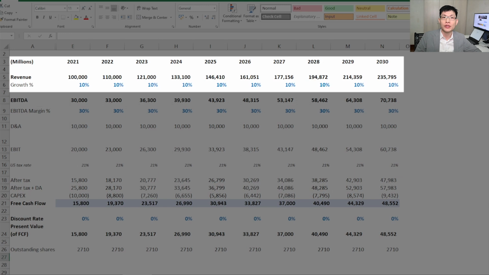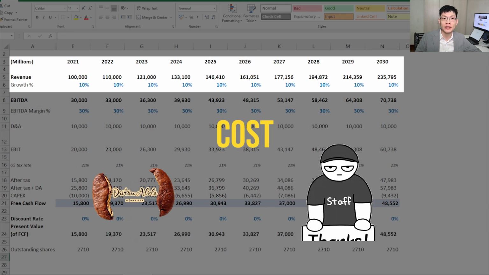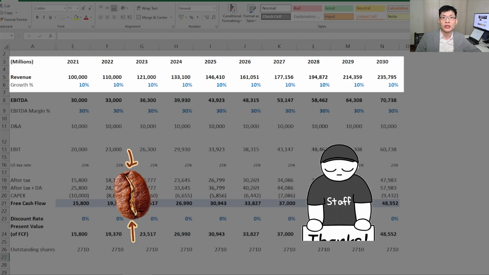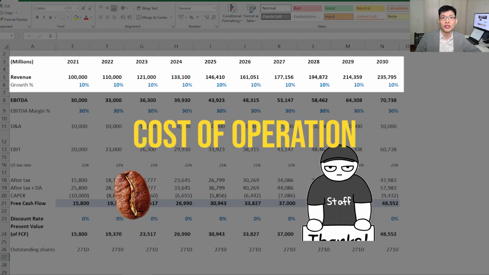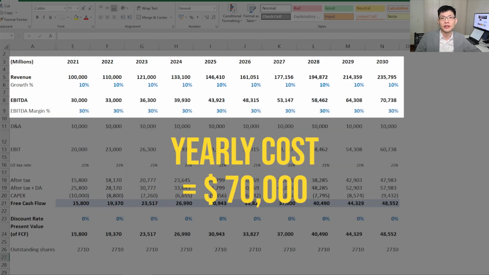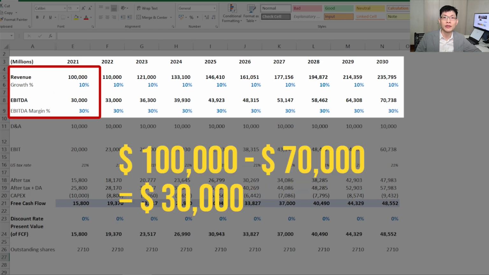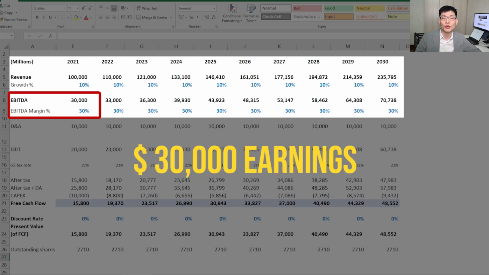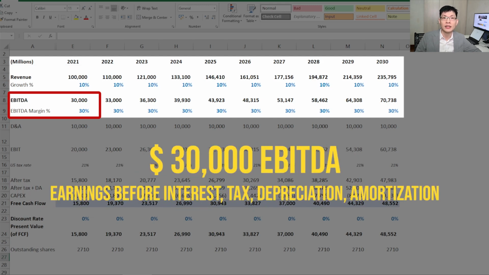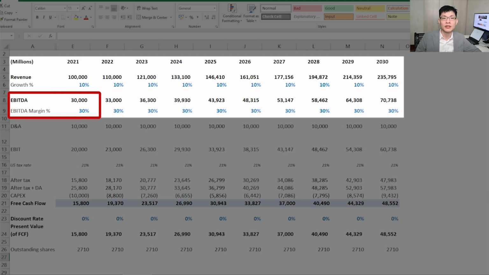But for each cup of coffee you sell, there's a cost. You need to buy the coffee beans, you need to hire staff. This is also known as the cost of goods, cost of operation. Say the yearly cost is $70,000, and therefore with 100,000 minus 70,000, you are left with 30,000. This 30,000 is your earnings, which is also known as EBITDA, earnings before interest, tax, depreciation and amortization. Therefore, your EBITDA margin is only 30%.